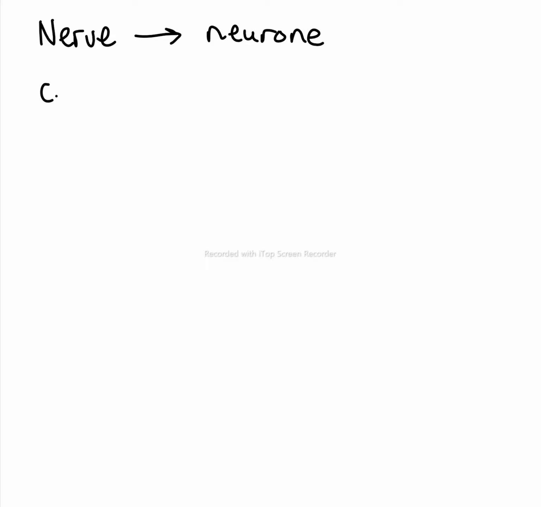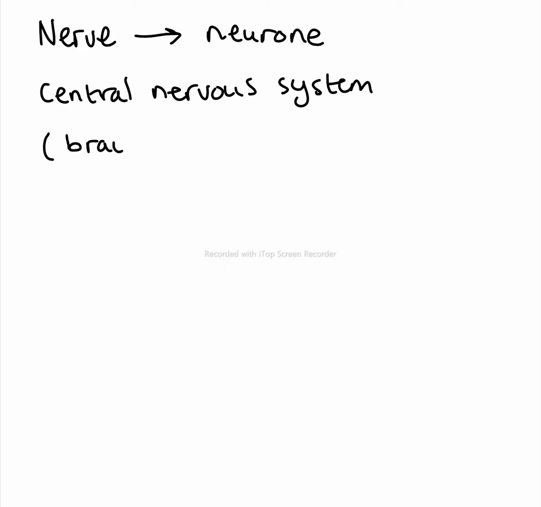Right, the central nervous system, it consists of the brain and spinal cord. So remember, a nerve, we use the word neuron, and the central nervous system is the brain and the spinal cord, and sometimes it will be abbreviated to CNS.